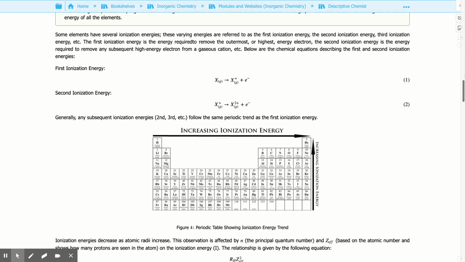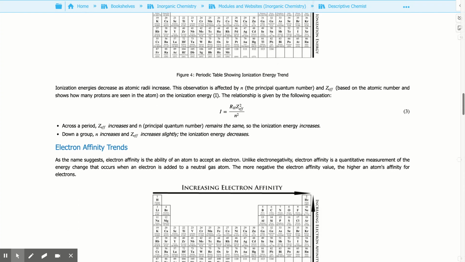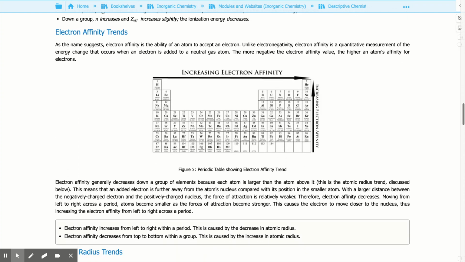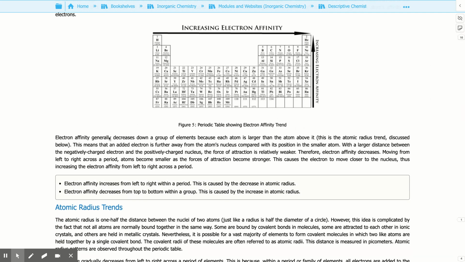And there are a couple more trends I would like to go over. We have electron affinity trends, and this is the ability of an atom to accept an electron. And as you see, it's a very common trend of flowing from left to right and down to up. And just like what I said here, it decreases from top to bottom.